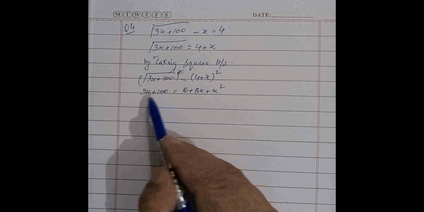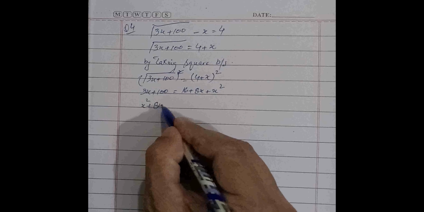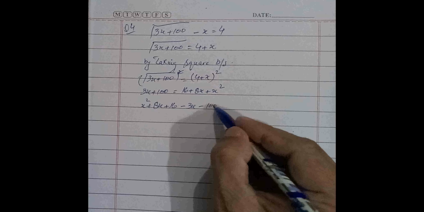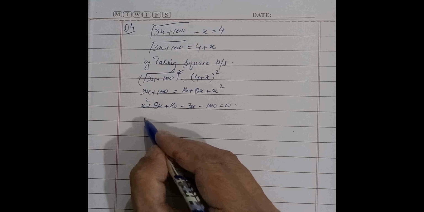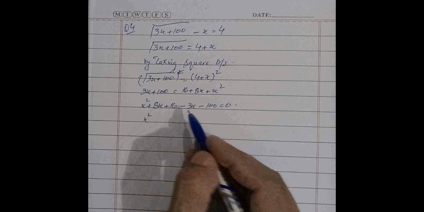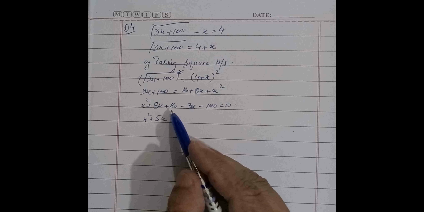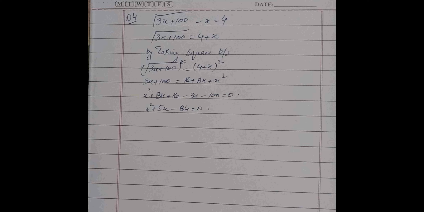Now we prepare a quadratic equation by shifting 3x plus 100 to the right side. We get x square plus 8x plus 16 minus 3x minus 100 is equal to 0. Now simplify these values. We get x square, 8x minus 3x, we get 5x, 16 minus 100 is minus 84, is equal to 0. And this is the standard quadratic equation. Now we solve these values by factorization.